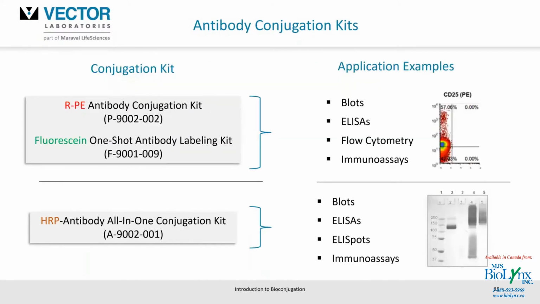Some of the other applications that these kits would be used for, here are these fluorophore antibody conjugation kits. Probably flow cytometry would be a very popular methodology. Can certainly be used for blood cell ELISAs, various immunoassays, and the peroxidase antibody conjugate kit, certainly for very similar applications as well. Immunoassays could be something such as an ELISpot, I've got there, or maybe a lateral flow assay.